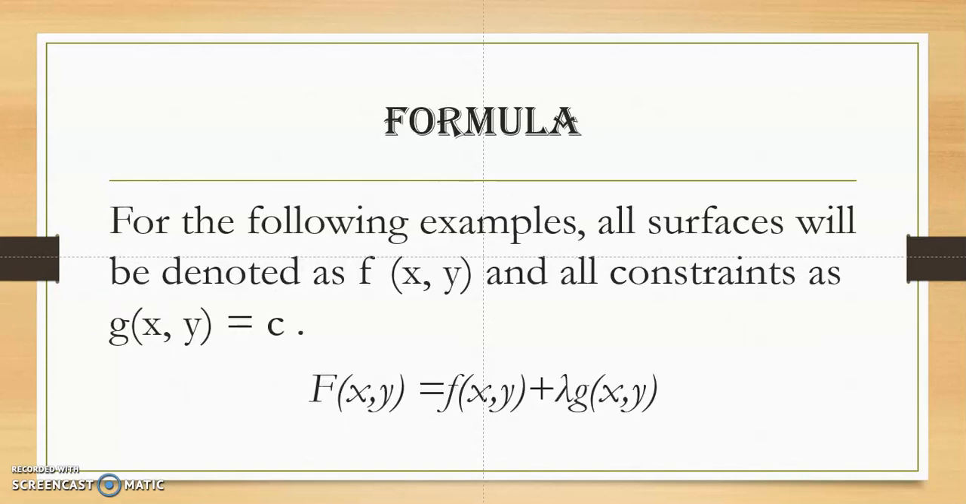Next, we are going to see the formula. For example, all the surfaces will be denoted as f of x, y, and all the constraint as g of x, y. Now we have to write the auxiliary function. Capital F of x, y is equal to small f of x, y plus lambda into g of x, y. This small f of x, y is nothing but the surface of the given function, and then g of x, y is the constraint.